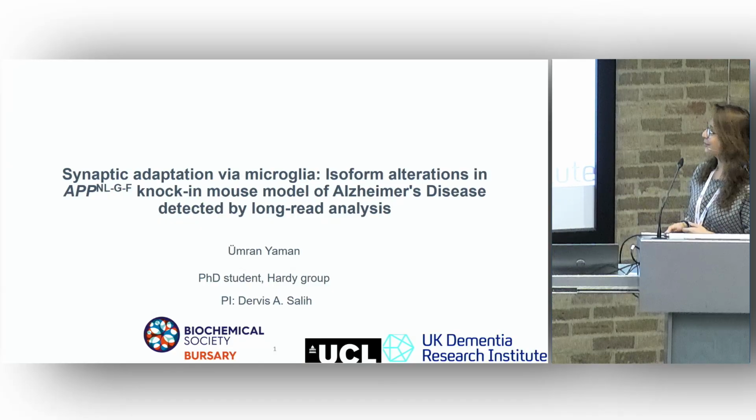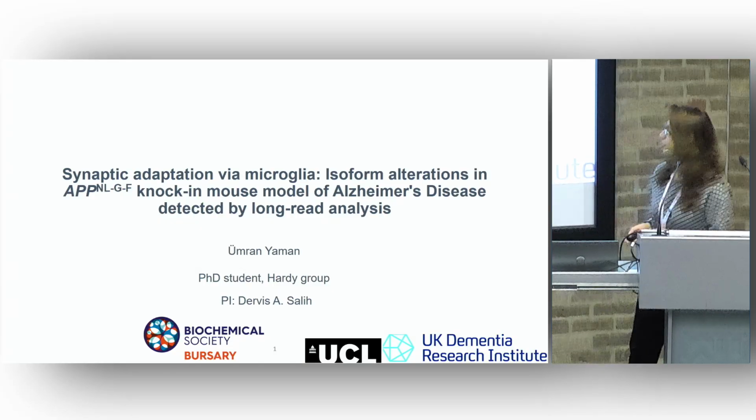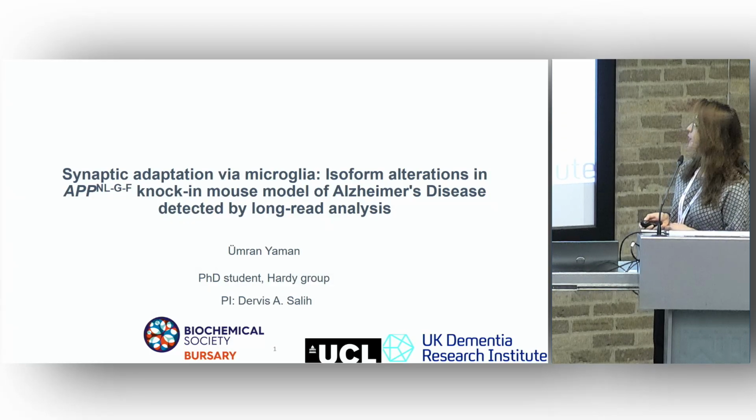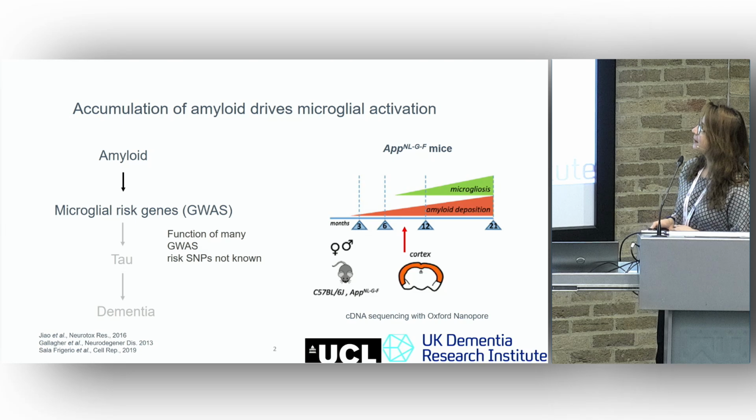Okay, so my title is quite long. Synaptic adaptation via microglia, isoform alterations in APP knock-in mouse model of Alzheimer's disease detected by long-read analysis.